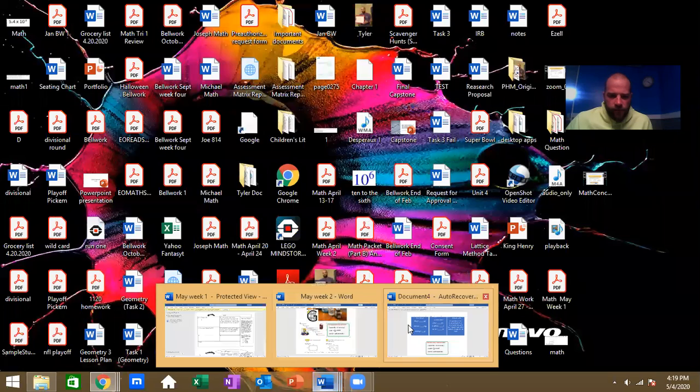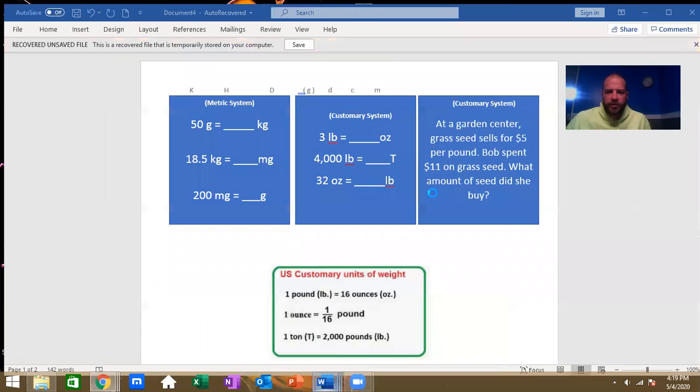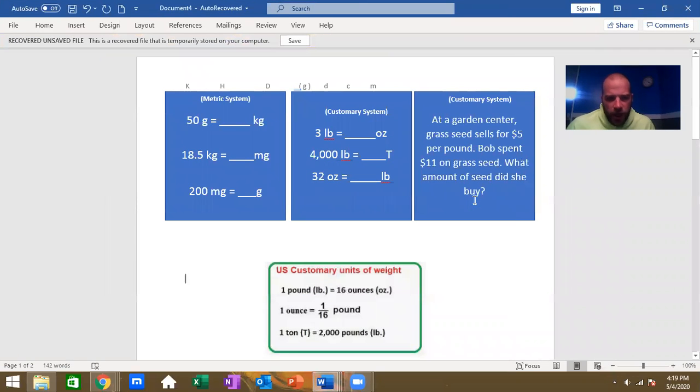Let's jump into some math, shall we? All right, ladies and gentlemen. First and foremost, we're going to work on the metric system. I want to keep the metric system fresh because we didn't spend that much time on it. So today we're working on weight. We'll rock the metric system, and then we'll look at how we measure weight here in America with the customary system. And then we'll end with the word problem. And that'll be all.